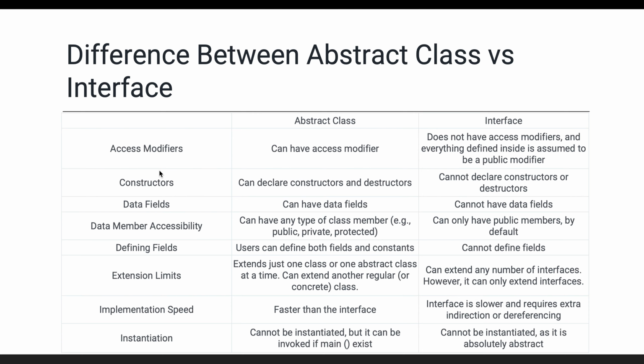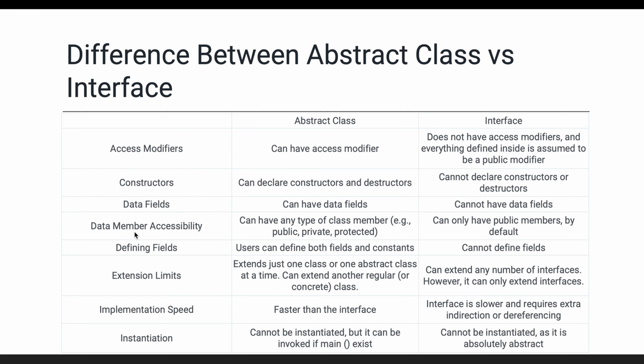Second difference between abstract class and interface is in terms of constructor. Since abstract is a class, it can contain the constructor, but in case of interface we cannot create any constructor. Next difference is in terms of data field. Abstract class can have data fields, but interface cannot have any data field. It can contain only the constant field.